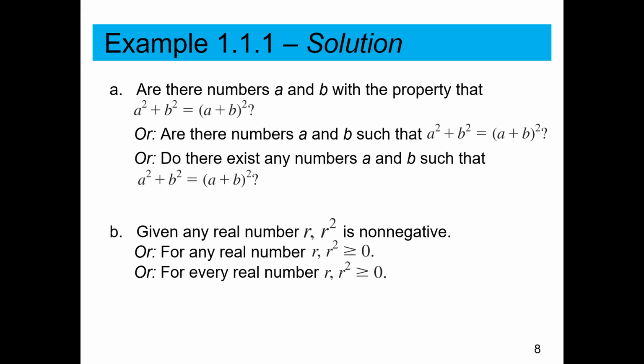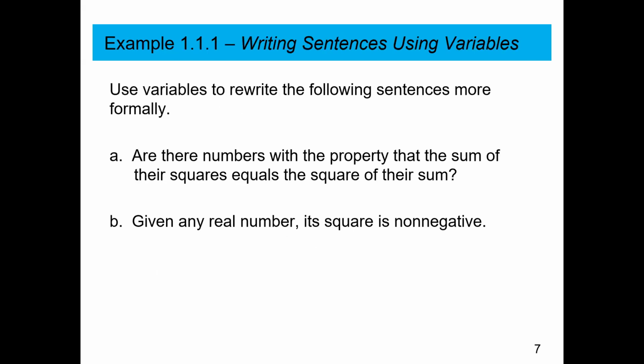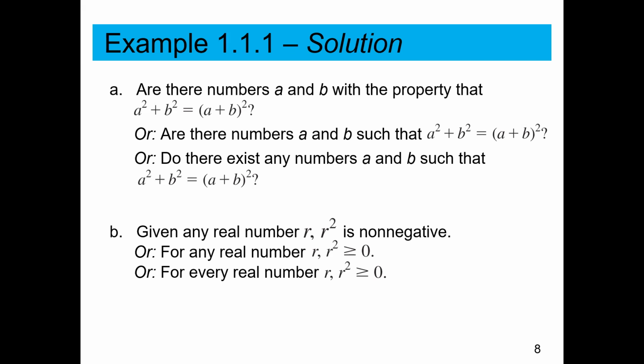Also, for any real number r, r squared is non-negative. Remember we said its square is non-negative. For those who don't know, non-negative simply means it's bigger than or equal to 0. It's not negative. Well, 0 is not negative, nor is any positive number. So for any real number r, or for every real number r, it still is true. And we'll get back to a little more about the any and every. This actually gets into what's known as predicate logic, but we'll talk about it more.